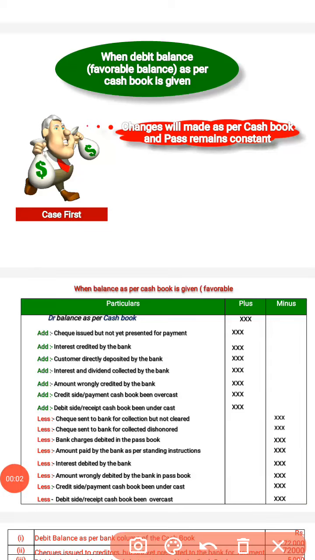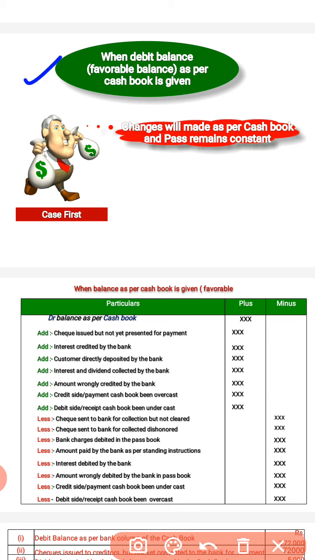Hello everyone. I hope you have all learned the various causes of difference between cash book and passbook. Now you are clear with all the items which affect our cash book and which are responsible for the difference between cash book and bank statement. So let's start this practical portion.